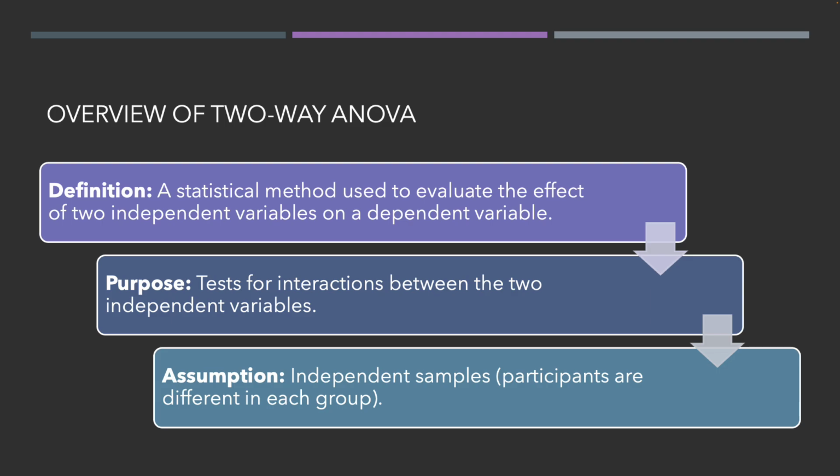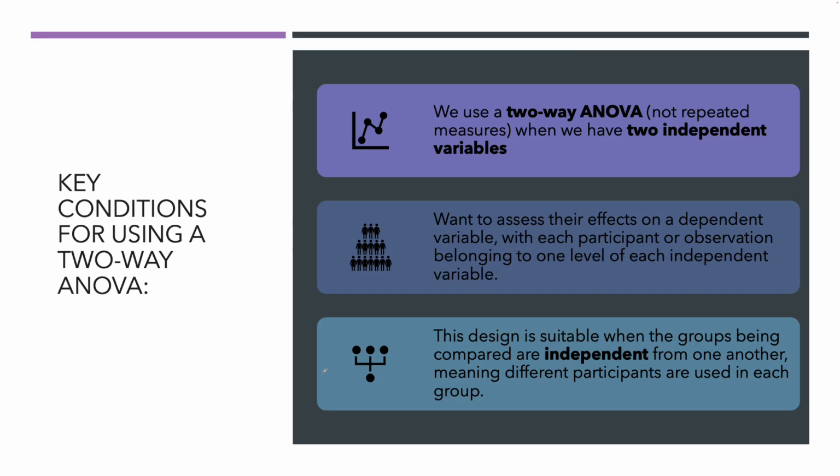Let's move on to the next section here. So why is this not working? There we go. Okay. We use a two-way ANOVA, not a repeated measures ANOVA. That's a different test. We use it when we have two independent variables and we want to assess their effects on a dependent variable with each group or observation belonging to one level of each independent variable. And I know that gets confusing, and we will talk about what that means in a moment.